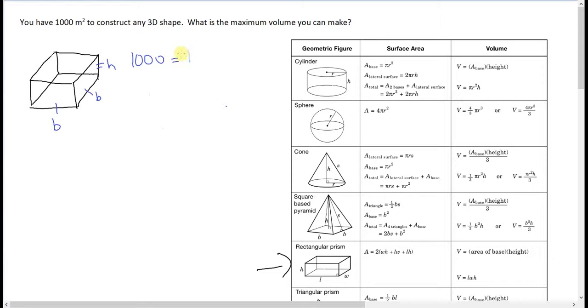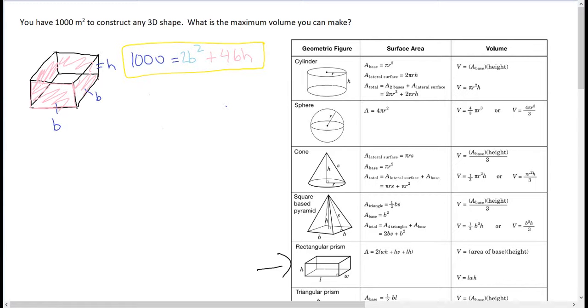Just going to erase it from the shape so we can see all the other faces. Now, all the other rectangles are base times height. Every single one. Base times height, base times height, base times height. All 4 of those are base times height. So we have 4 base times height. Okay, so this is an equation for the surface area.